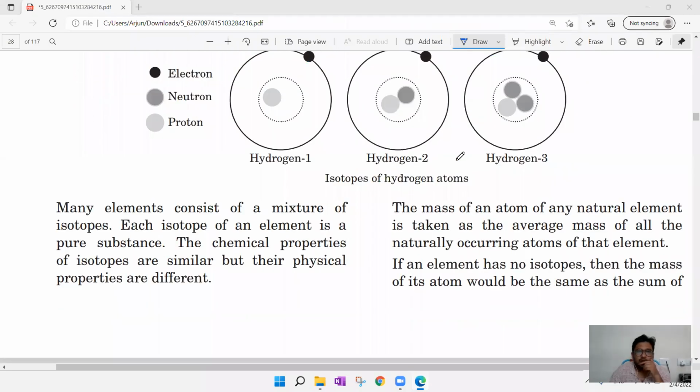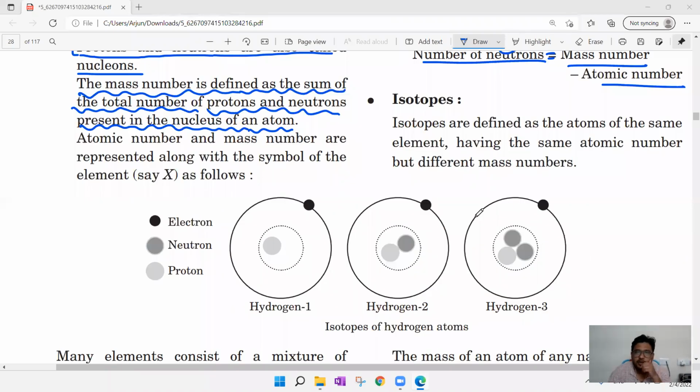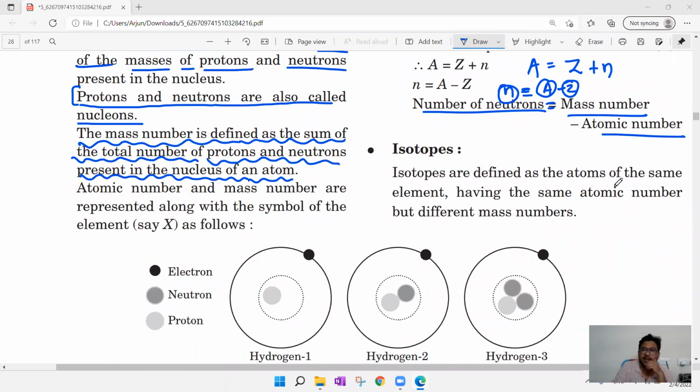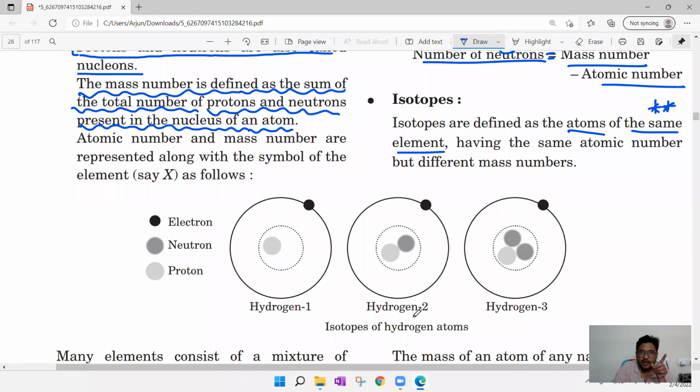Now we have to discuss isotopes. Isotopes are defined as atoms of the same element. That is most important: the element should be the same. For example, here you see we have hydrogen, hydrogen, hydrogen. All are the same element having the same atomic number. Same atomic number means the same number of protons. Here we have one proton, here one proton, here one proton. Hydrogen atomic number 1, hydrogen atomic number 1, hydrogen atomic number 1.